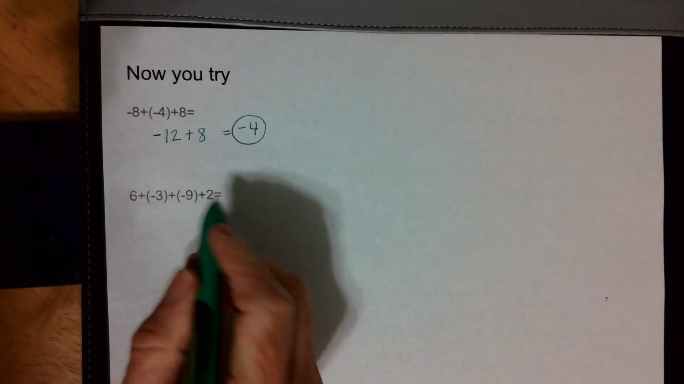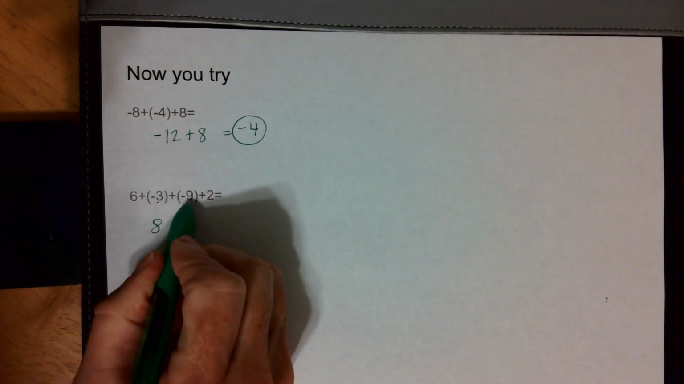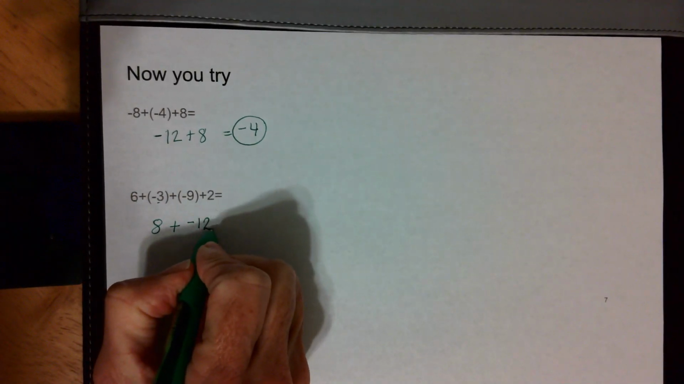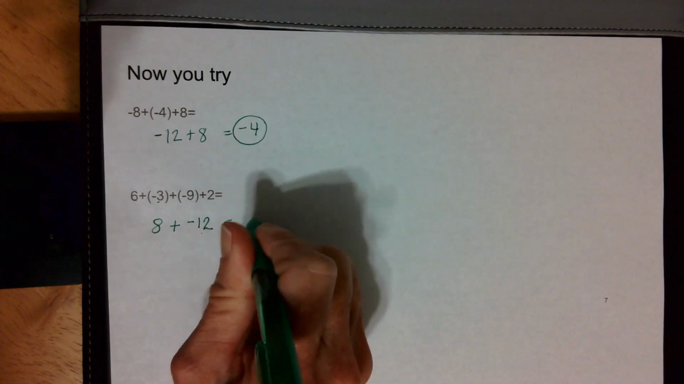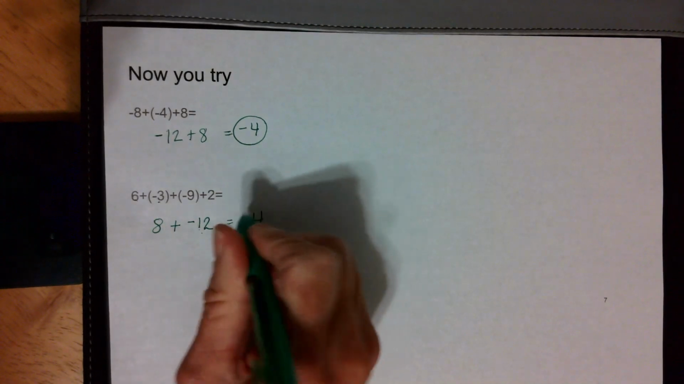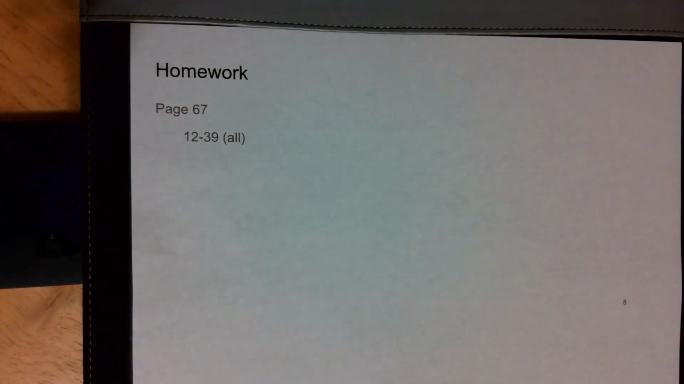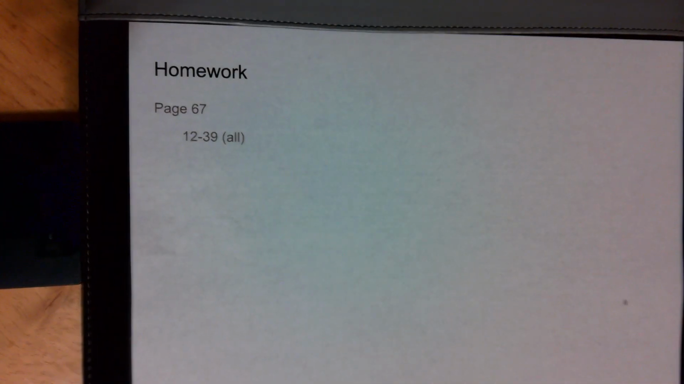Here, I'm going to put the 8 and the 6 and the 2 together, which is an 8. The -3 and the -9, the signs are the same there, so I add them, it's a -12. Now the signs are different, so I subtract, and then use the sign of the larger number, which is a negative. All right, so your homework on this section is page 67, 12 through 39 all.